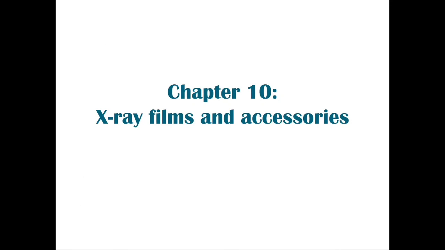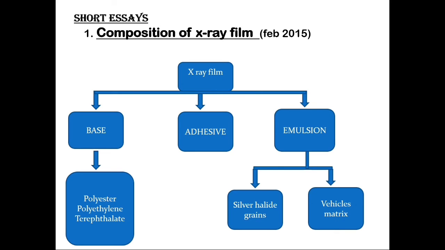So the next chapter is about X-ray films and the accessories. In that you can read from the textbook White and Pharoah itself, in the film imaging chapter. In that you have the composition of the X-ray film, which consists of the base, the adhesive, and then the emulsion. The base is formed of polyester polyethylene terephthalate. It helps to support the emulsion itself, and also it provides a degree of flexibility for easy handling of the film. And emulsion comprises the silver halide grains and the vehicle itself.